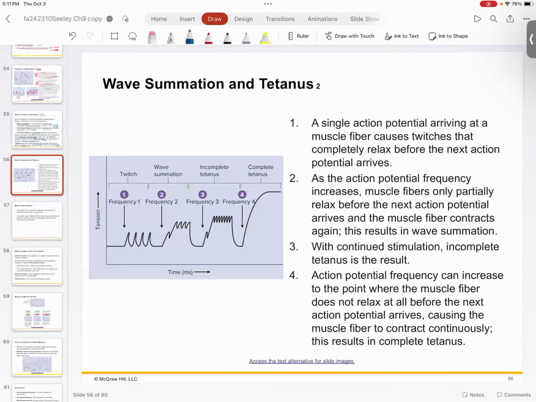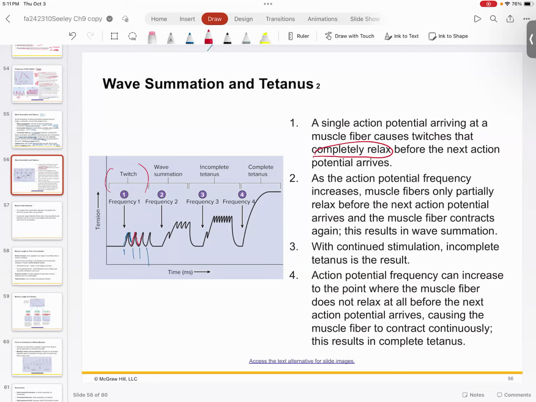So this is basically where you have a single action potential that comes in. You can see there's a stimulus there, there's another one there, there's another one there. And so you're allowing for complete contraction as you go up and then complete relaxation as you go down. So you're allowing it to go to full relaxation. That's what's happening in this first frequency.